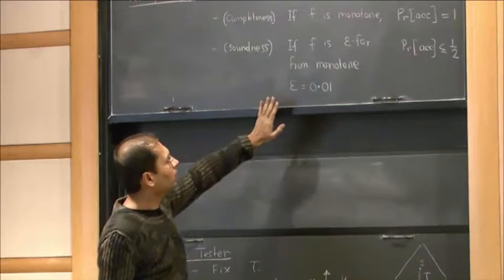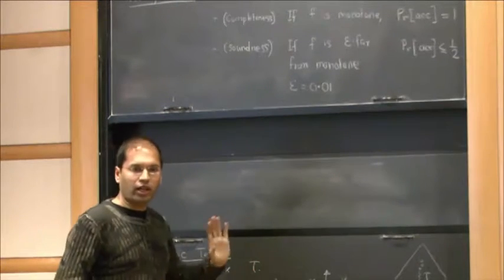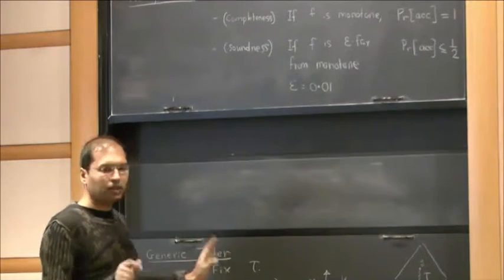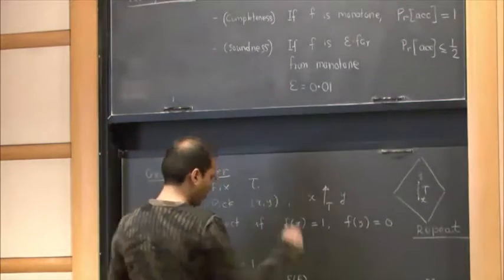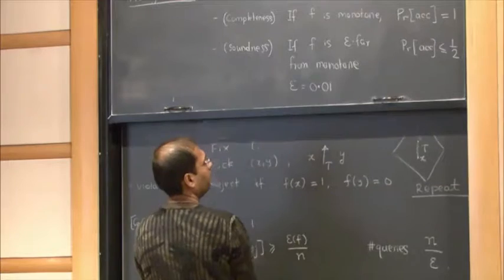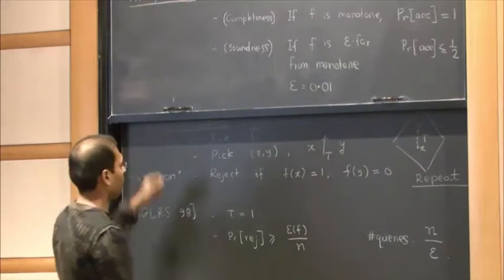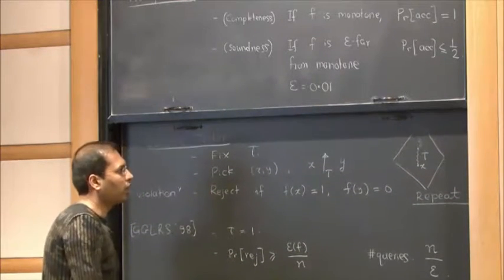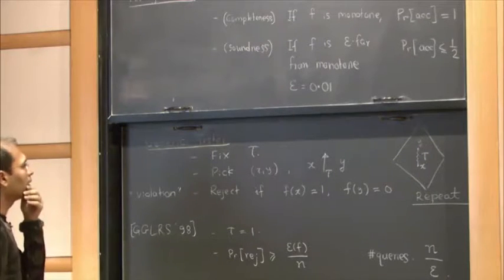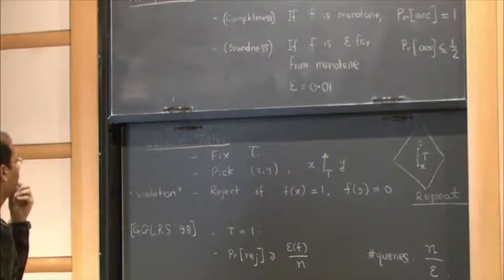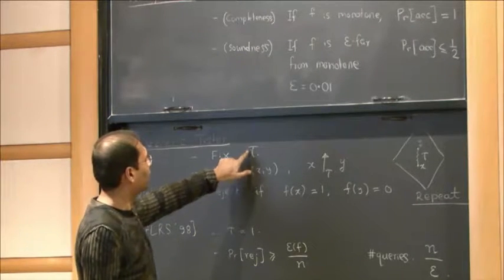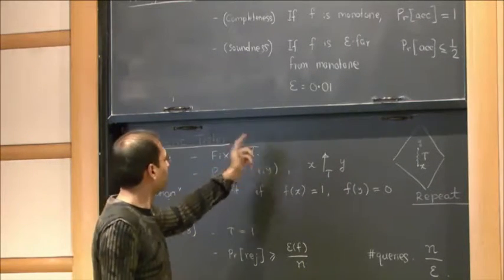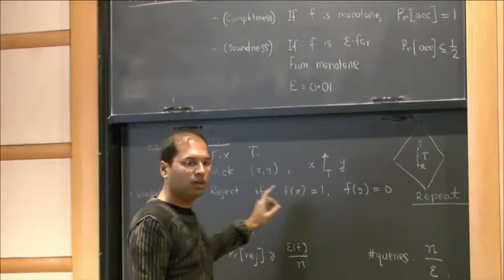So for now, I will give an example of a generic tester, and think of the tester as this generic tester. I will say a little bit more about non-generic testers. So here is something very generic that you can do. More or less, I think this is the obvious thing you would do in the first shot. So let me fix some distance parameter, tau. You could even think of tau as 1 for now.